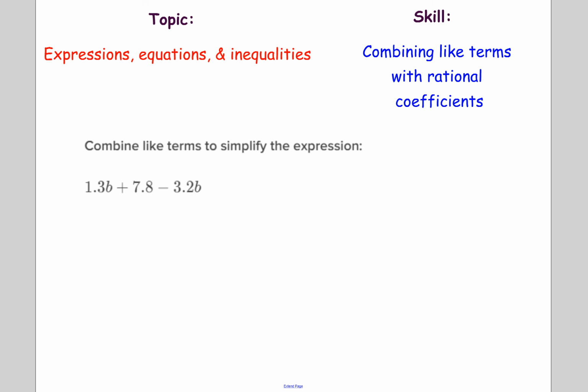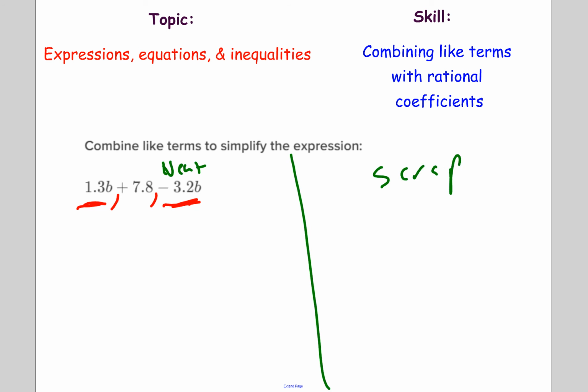Alright, so we have to combine like terms to simplify this expression: 1.3b plus 7.8 minus 3.2b. Well, if I put commas in, it's positive 1.3b and positive 7.8 and negative 3.2b. So we know that positive 1.3b would go with negative 3.2b. I'm going to call this side my neat side, and I'm going to call this my scrap work.